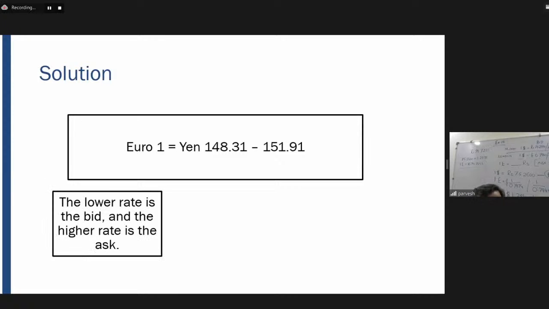So to check whether you have got the right answer or the wrong answer, the bid price will always be lower and ask will be higher. Because when you go to the bank to buy 1 euro, they are going to charge you 151.91. But if you go to the bank and sell 1 euro, you're going to get 148.31. So you're going to get much less when you go and sell your 1 euro. And when you go and buy from the bank, they will charge you a higher rate. So bid is the buying rate of the bank, and ask is the selling rate of the bank. They sell higher and buy from you cheaper. Always remember that.